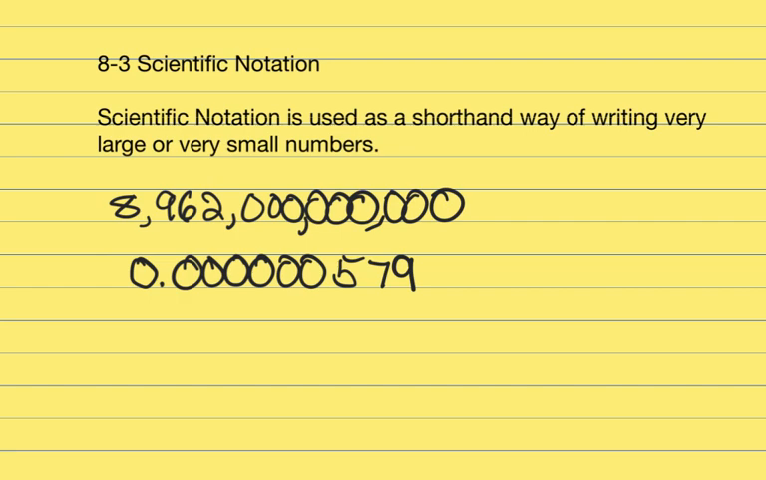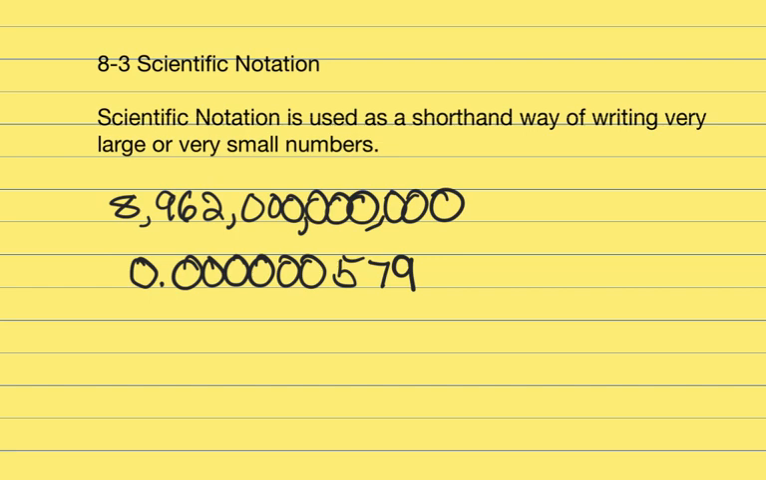And the same thing with the 0.000000579. We don't know, is that 579 millionths? Is it 579 10 millionths? Could we figure it out? Yes, but that would take us a while. So it's easier if we don't do that and we just write it in scientific notation.